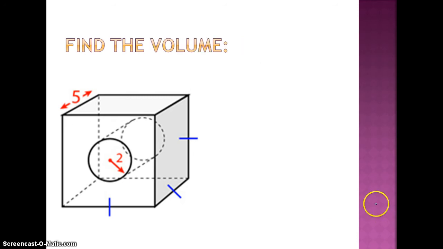Now we're going to find the volume of this same figure. So if we think about volume, we got to find the volume of the cube first, and then we're going to subtract the volume of the cylinder because we want just the part that's inside this shape. So we're going to do the cube minus the cylinder. Right? So to find the volume of the cube, we're going to do the area of the base times the height. And to find the volume of the cylinder, we're going to do the area of the base, which specifically is pi r squared times the height.